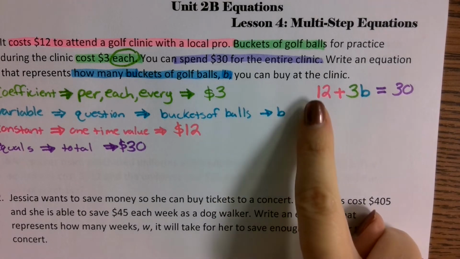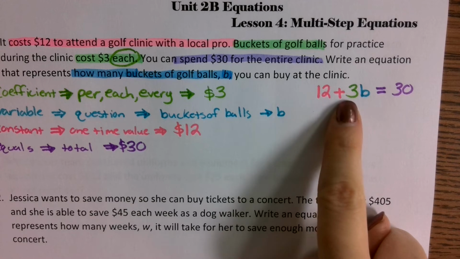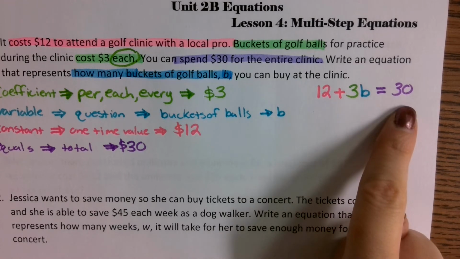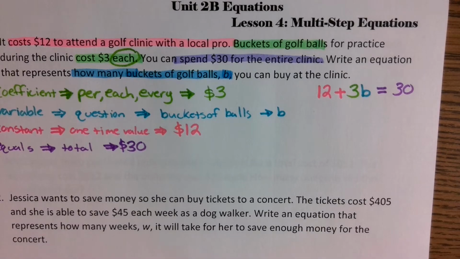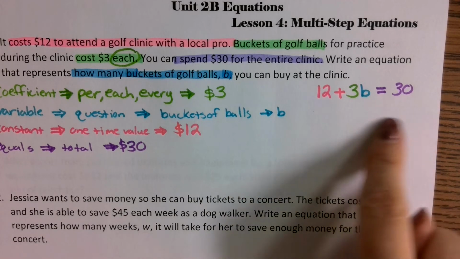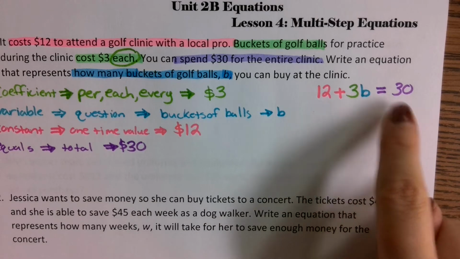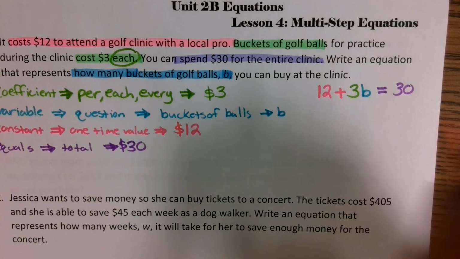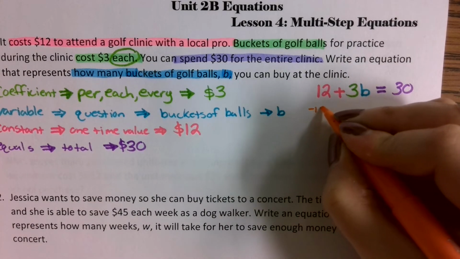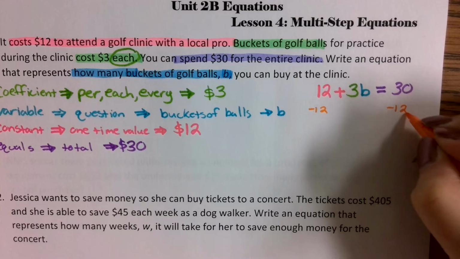So for here, we've got $12 to enter, $3 per bucket, and it's going to cost us $30 at the end. So now we can go ahead and solve just like normal. What would we do to solve this first? If this was our expression, what would we have to do to be able to solve it first? Daniel, what do you think? And what are we going to subtract? 12. So to solve it, we would subtract 12 from both sides of the equation.